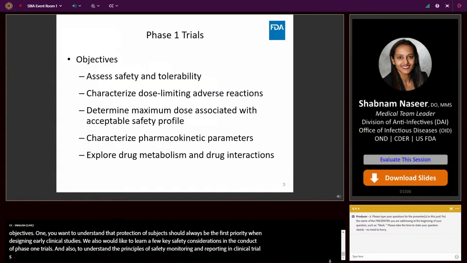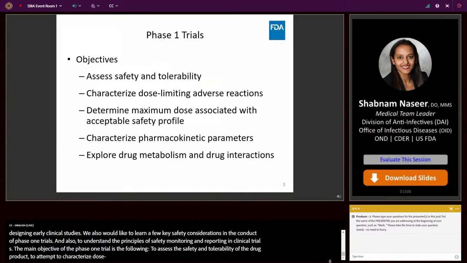The main objectives of phase 1 trials are the following: to assess safety and tolerability of the drug product, to attempt to characterize dose-limiting adverse reactions, to determine maximum dose associated with an acceptable safety profile, to characterize pharmacokinetic parameters, and explore drug metabolism and drug interactions.